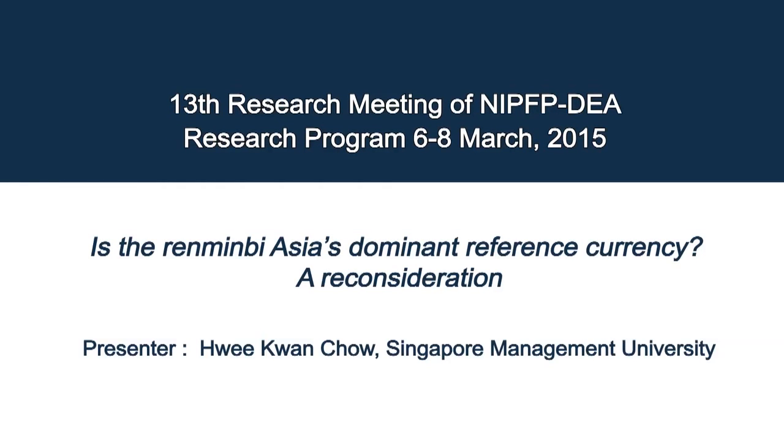I'll be discussing some of the problems with using the augmented Frankel-Wei regressions for determining the relative importance of RMB and US dollar. And then following that, we'll discuss an alternative method to try to overcome these problems. My concluding remarks will be on the internationalization of RMB.